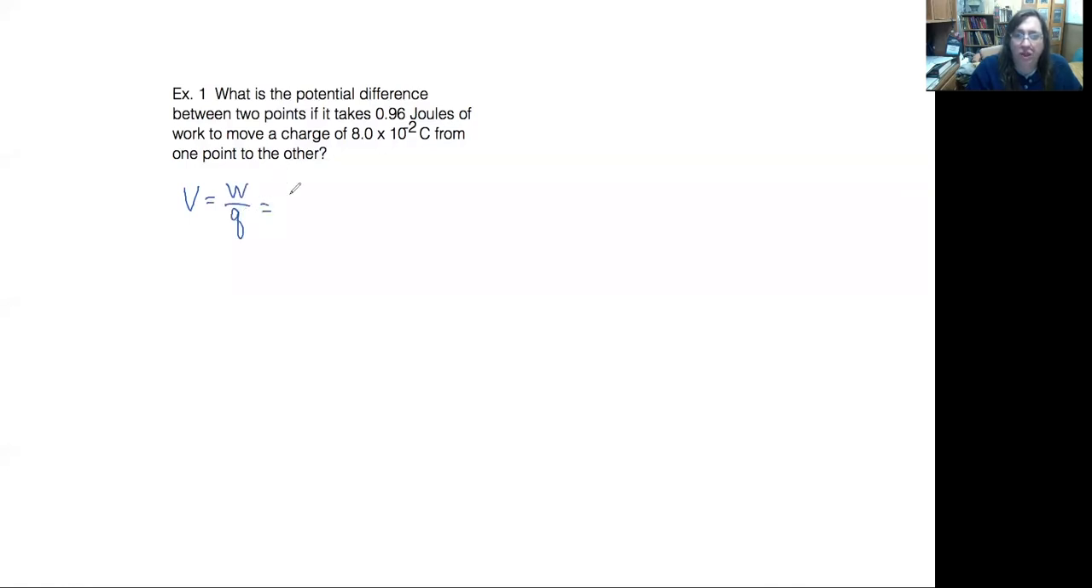So in this case, we have 0.96 joules, and we're dividing that by 8.0 times 10 to the minus 2 coulombs. If you punch this in on the calculator, what you're going to find is we get an answer, 12.0 volts.